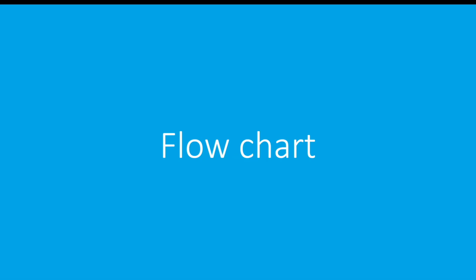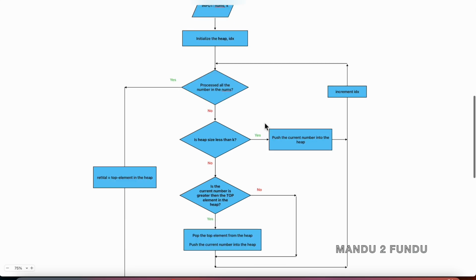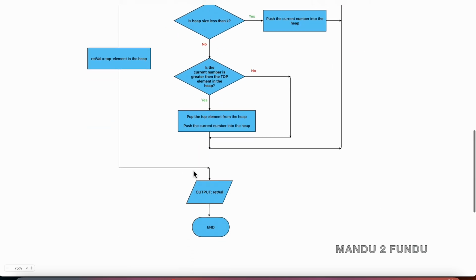Let's look at the flowchart. Input for this procedure is the nums array and the value k. First we initialize the heap and then the index to 0. Then we enter the for loop. We check whether we processed all the elements in the nums array. If all elements are processed, then we break out of the loop, assign the top element in the heap as the return value, and we return.